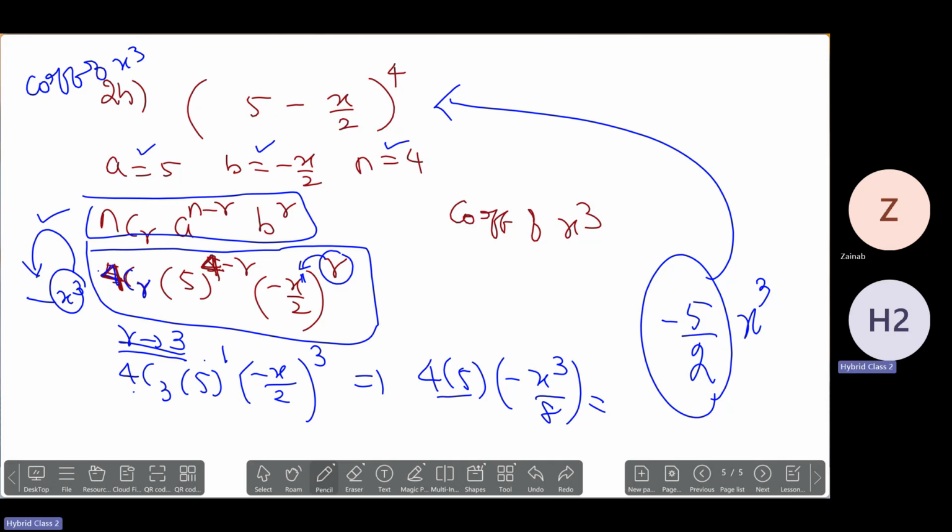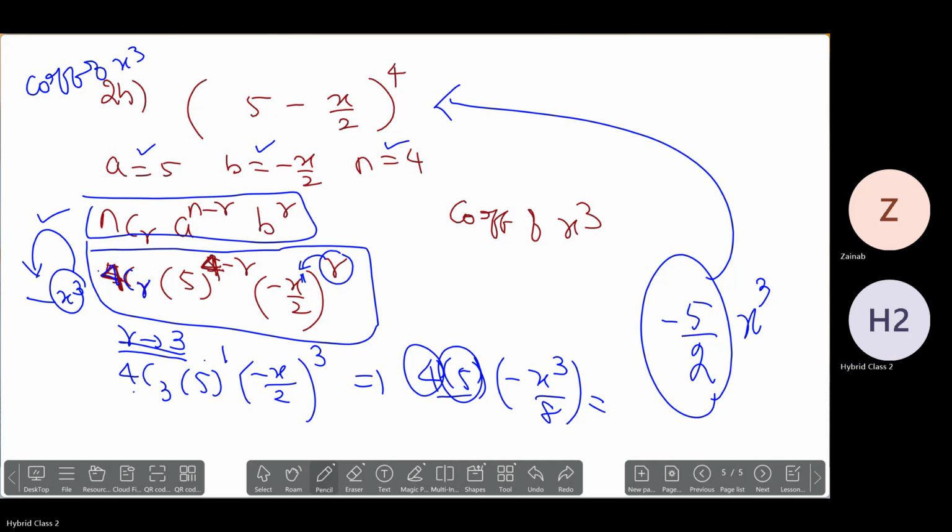Here 4C3 value is 4, 5 power 1 is 5. Then you put it in the calculator. You don't have to bother about expanding and simplifying. You know x cube is there, so leaving x cube, whatever is there, put it in the calculator: 4 into 5 into minus 1 by 8. If you put it in the calculator, you directly get the answer minus 5 by 8.